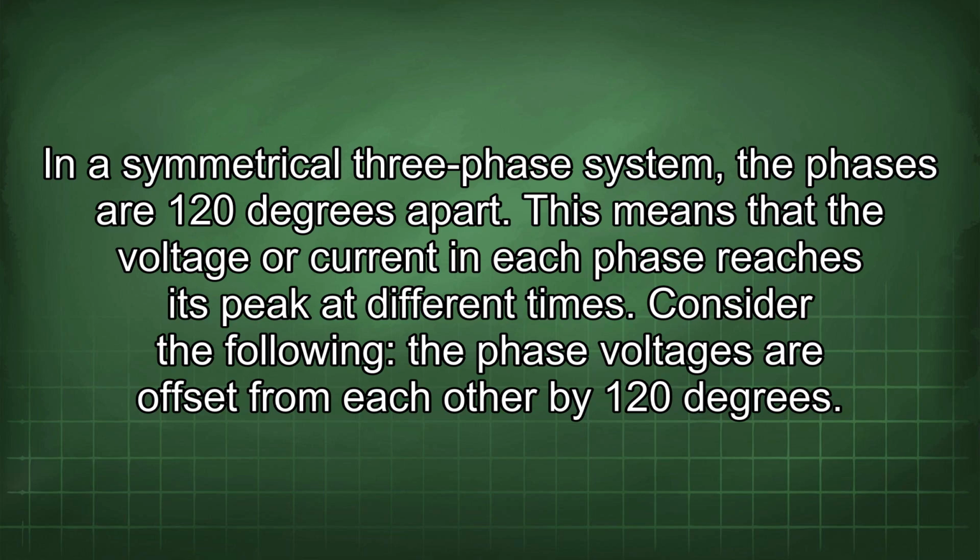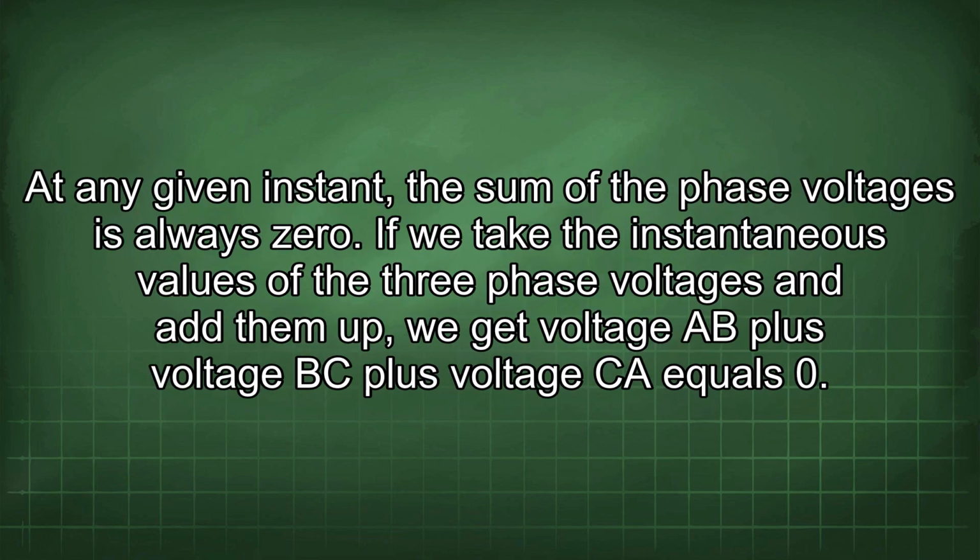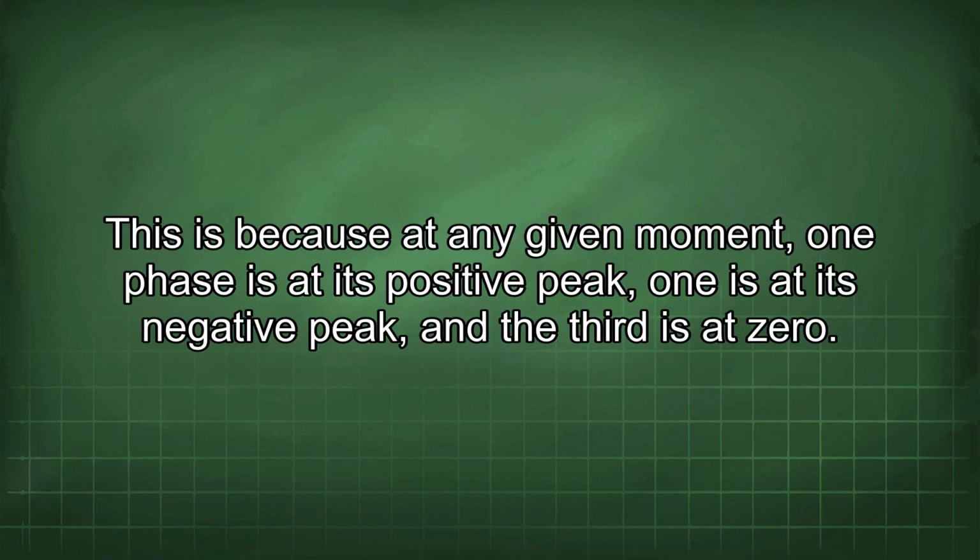This means that the voltage or current in each phase reaches its peak at different times. Consider the following: the phase voltages are offset from each other by 120 degrees. At any given instant, the sum of the phase voltages is always 0. If we take the instantaneous values of the three-phase voltages and add them up, we get voltage AB plus voltage BC plus voltage CA equals 0. This is because at any given moment, one phase is at its positive peak, one is at its negative peak, and the third is at 0.